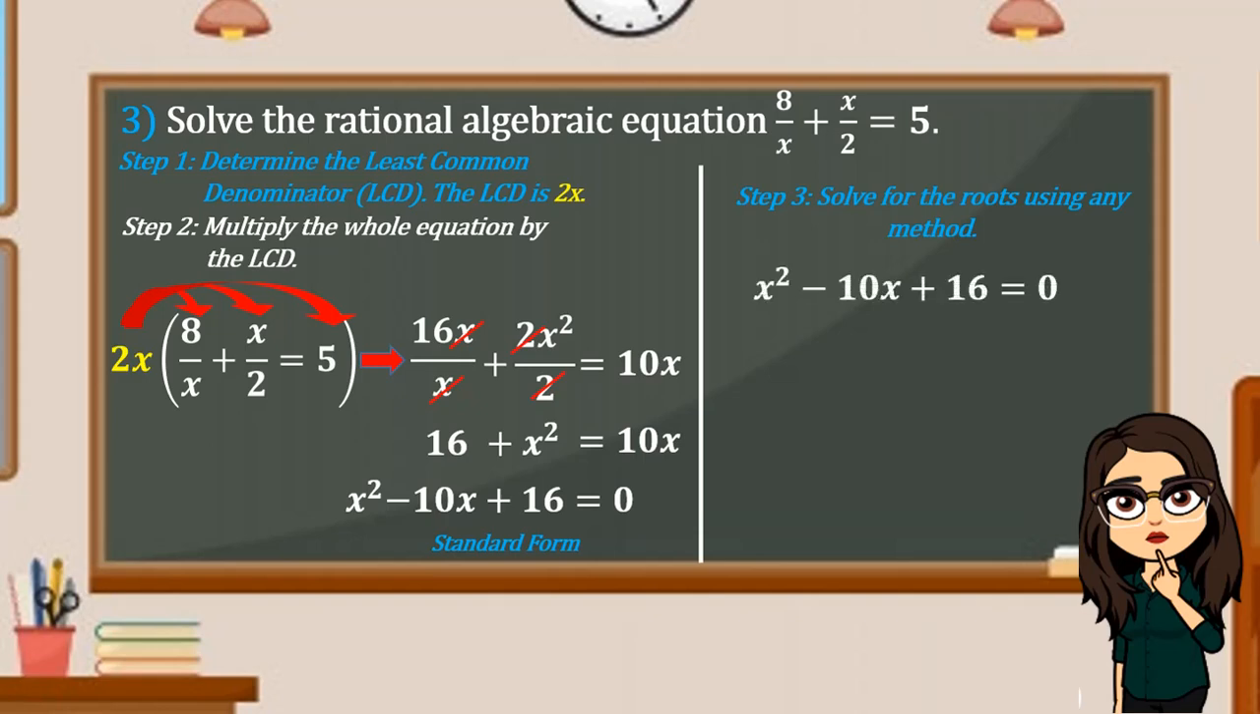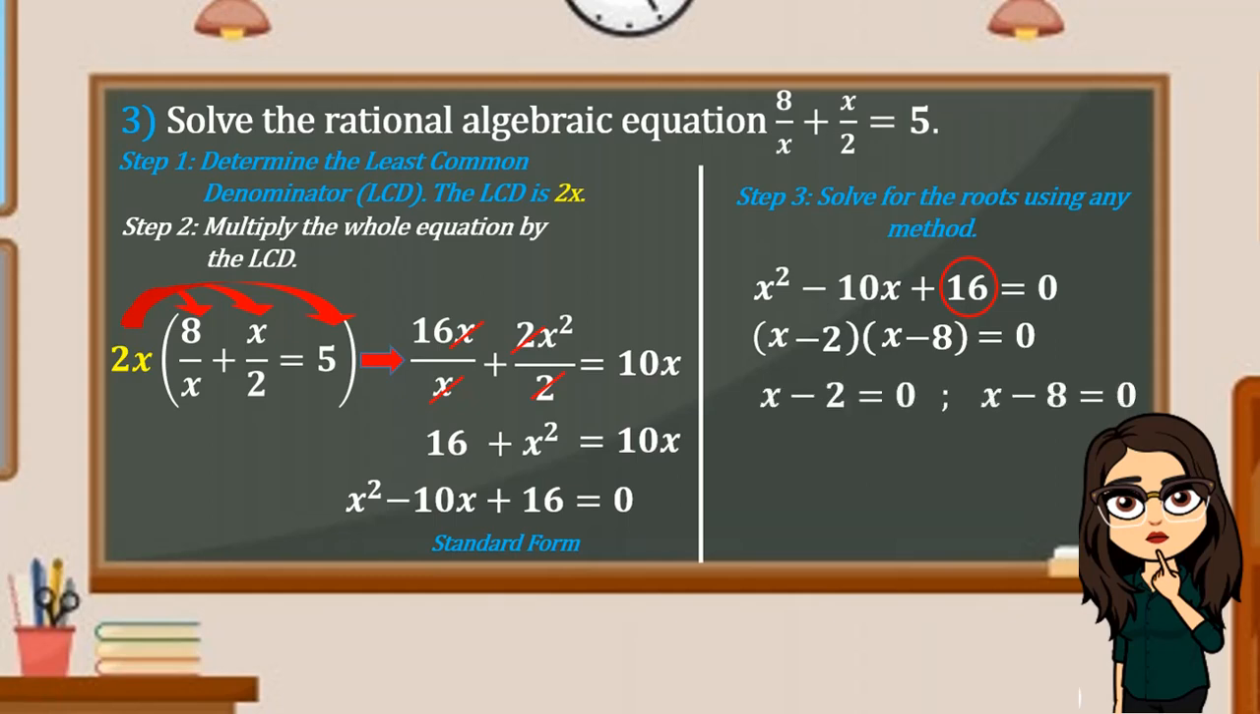So since the standard form is factorable, we will use the factoring method. The factors of x squared are x and x. The factors of 16 that will give us negative 10 are negative 2 and negative 8, because negative 2 plus negative 8 is negative 10.